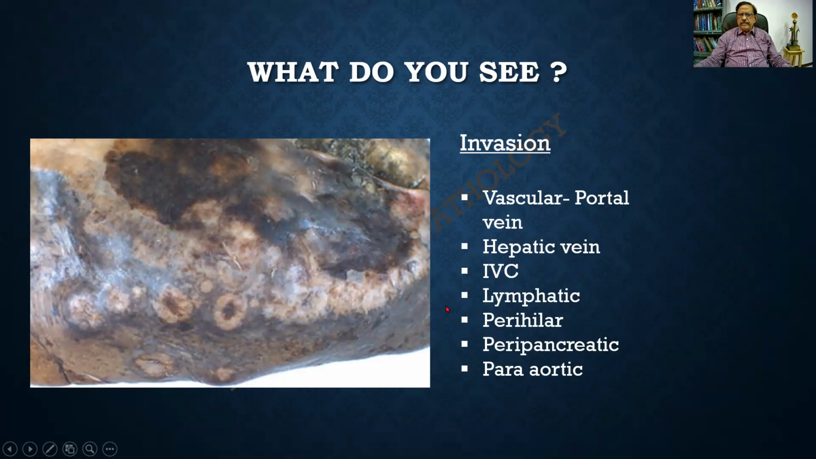What do you see in this picture? So again, I find that there is a diffuse kind of a tumor, all are nodules, and there is something that is happening in this nodule. What is happening?